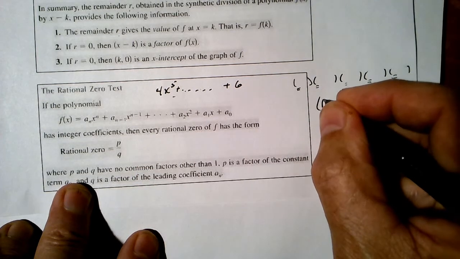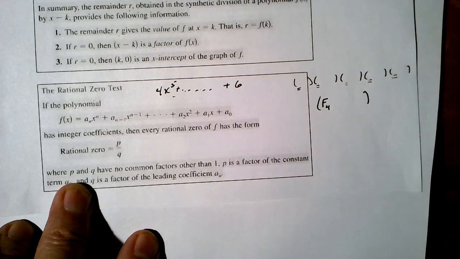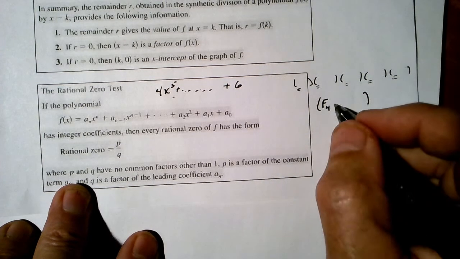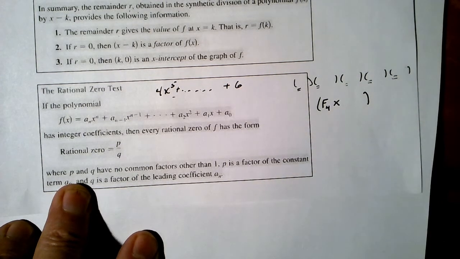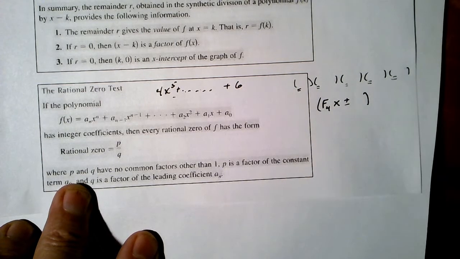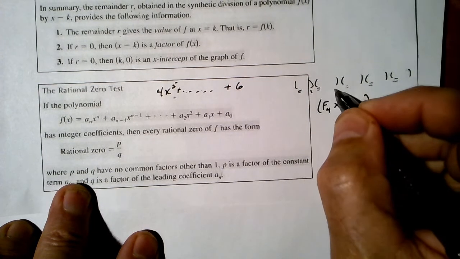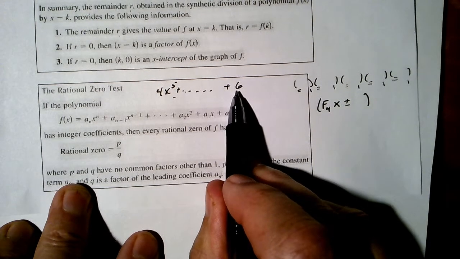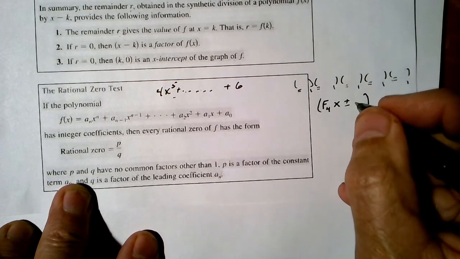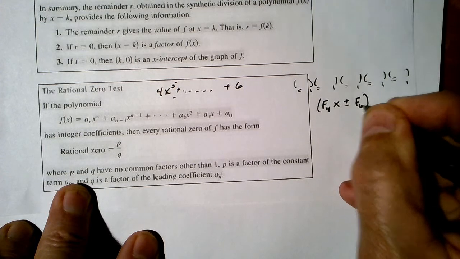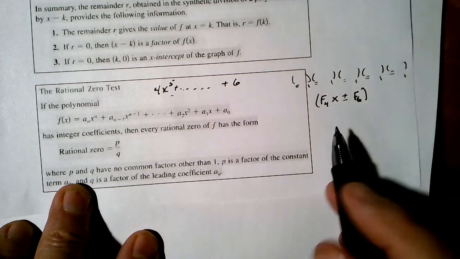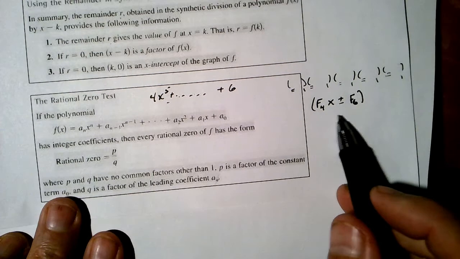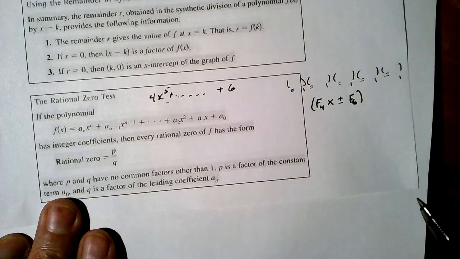That means this has to be a factor of 4, we use that notation, times x. And then plus or minus, if I took this times this times this times this times this, they would have to multiply to be 6. So this has to be a factor of 6. Any linear factor is a factor of 4 times x, plus or minus a factor of 6.